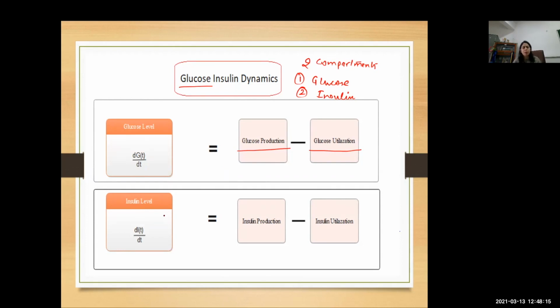The second compartment is the insulin level. That is, the change in the insulin level with respect to time. This will again be equal to insulin production minus insulin utilization. Now we would like to find out the activities which produce glucose and which make utilization of glucose. Similarly, we need to find out the situations which give rise to insulin production, and the situation which is used for insulin utilization.